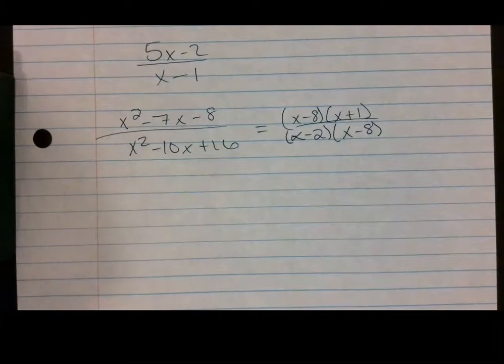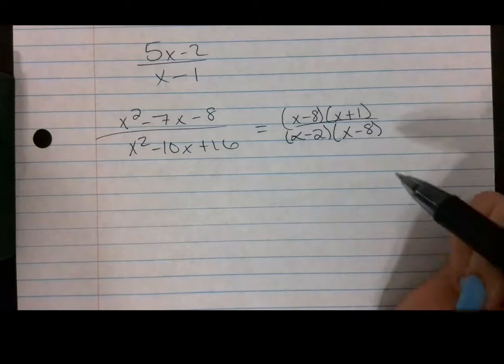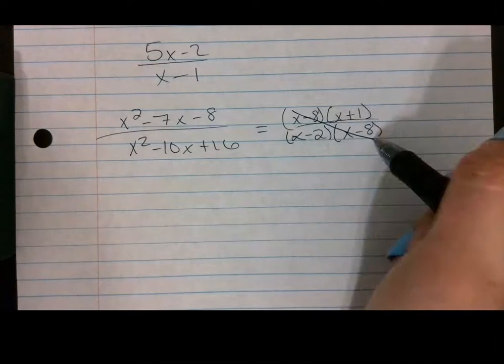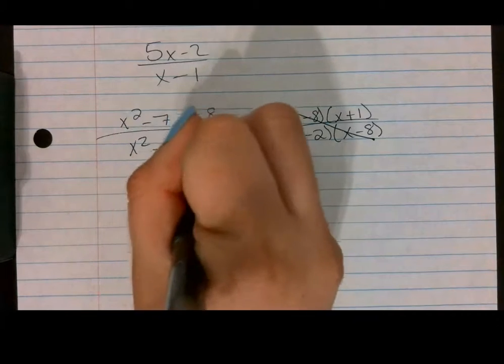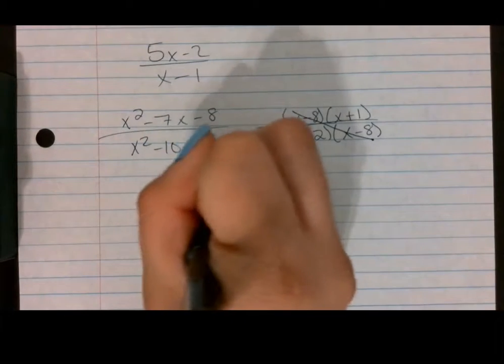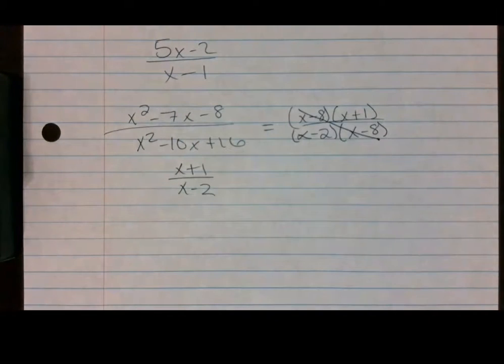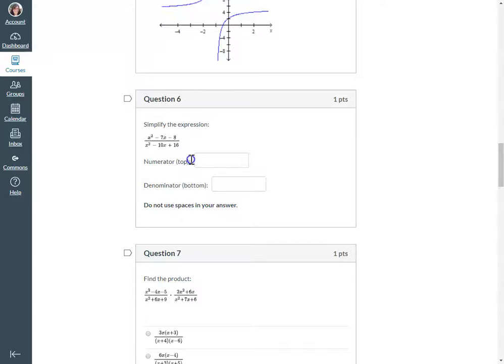Okay, then I'm looking to see if I can cancel out anything. That's the same on the top and bottom. x minus 8 is the same on top and bottom. So I'm left with x plus 1 on the top and x minus 2 on the bottom. So my numerator was x plus 1 and my denominator was x minus 2.